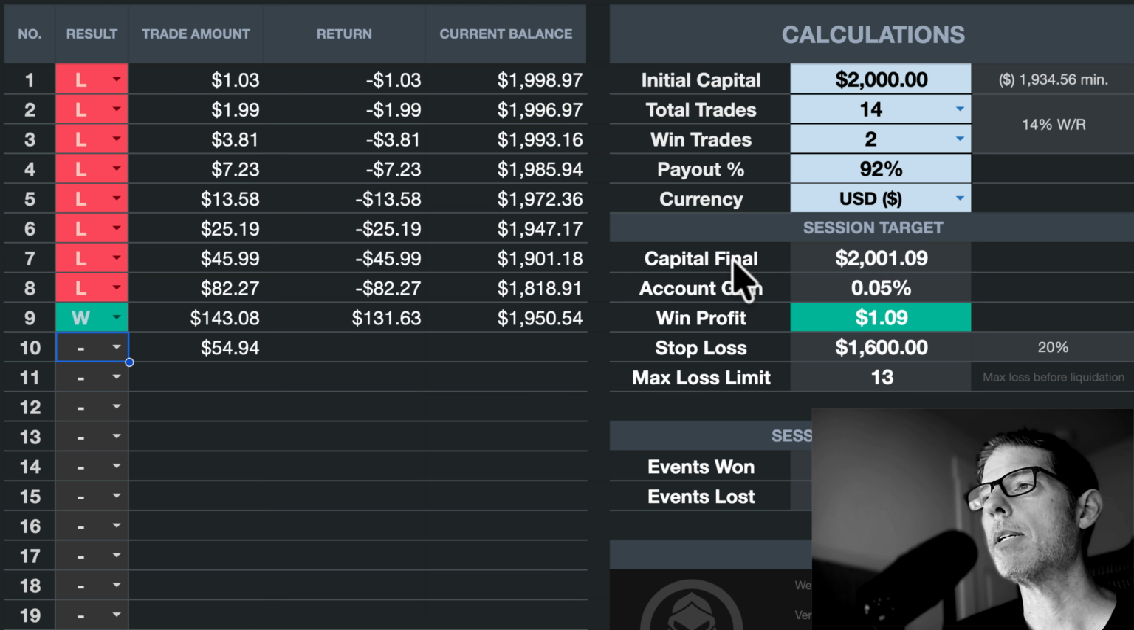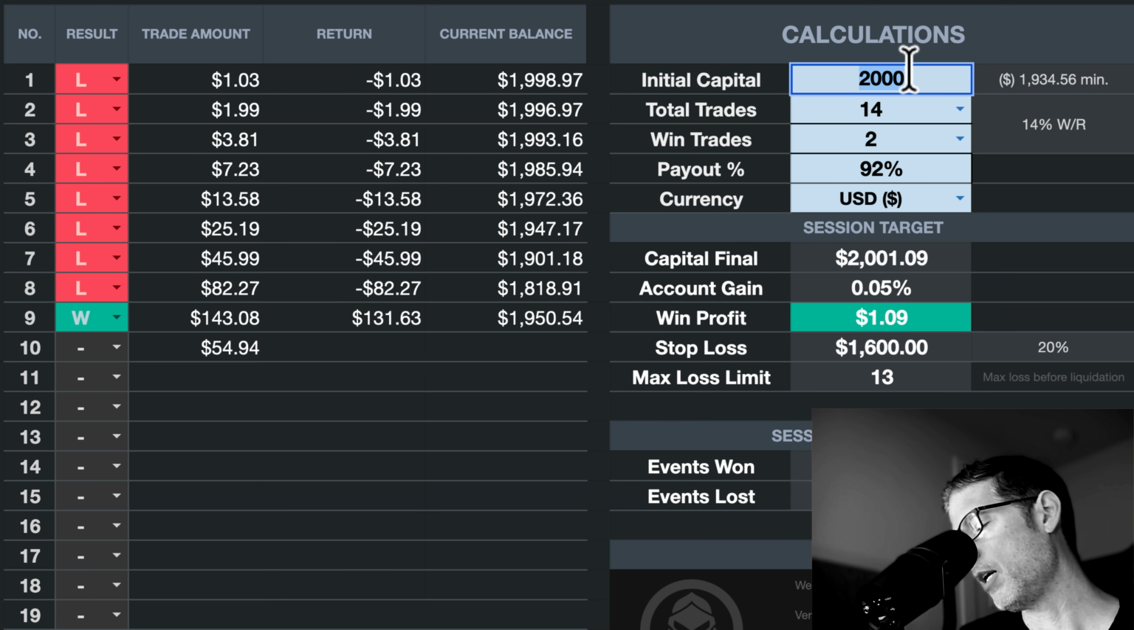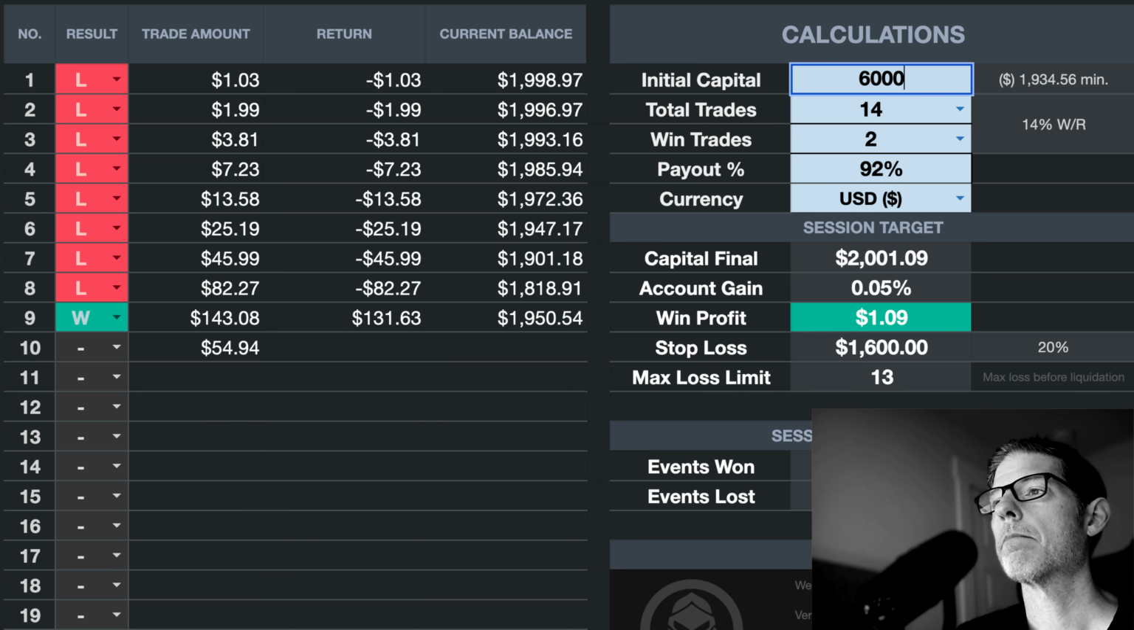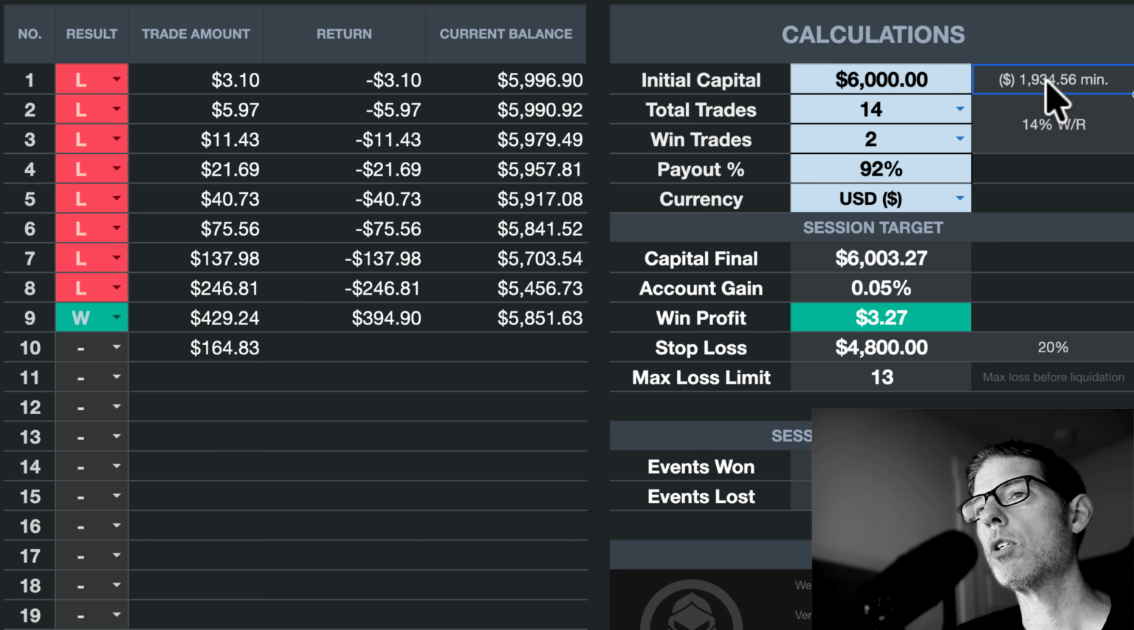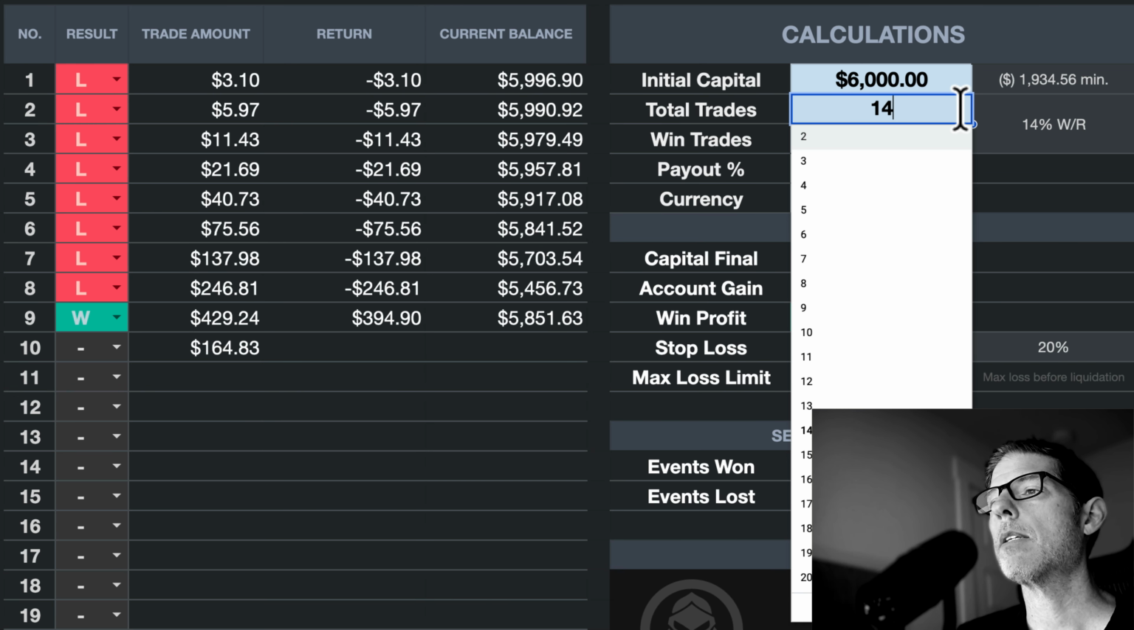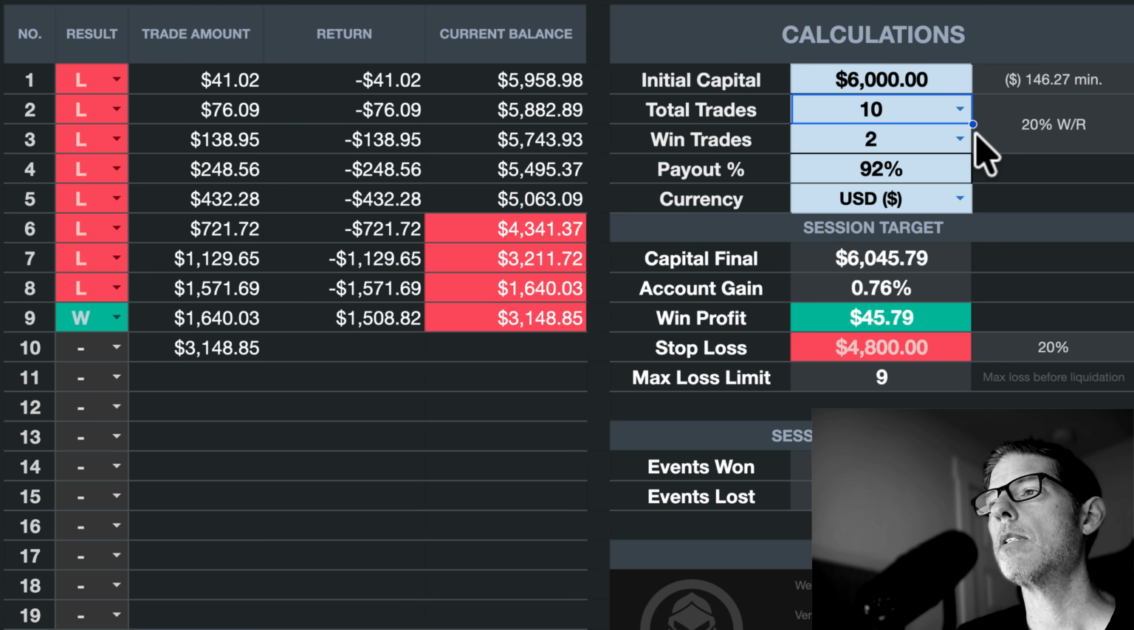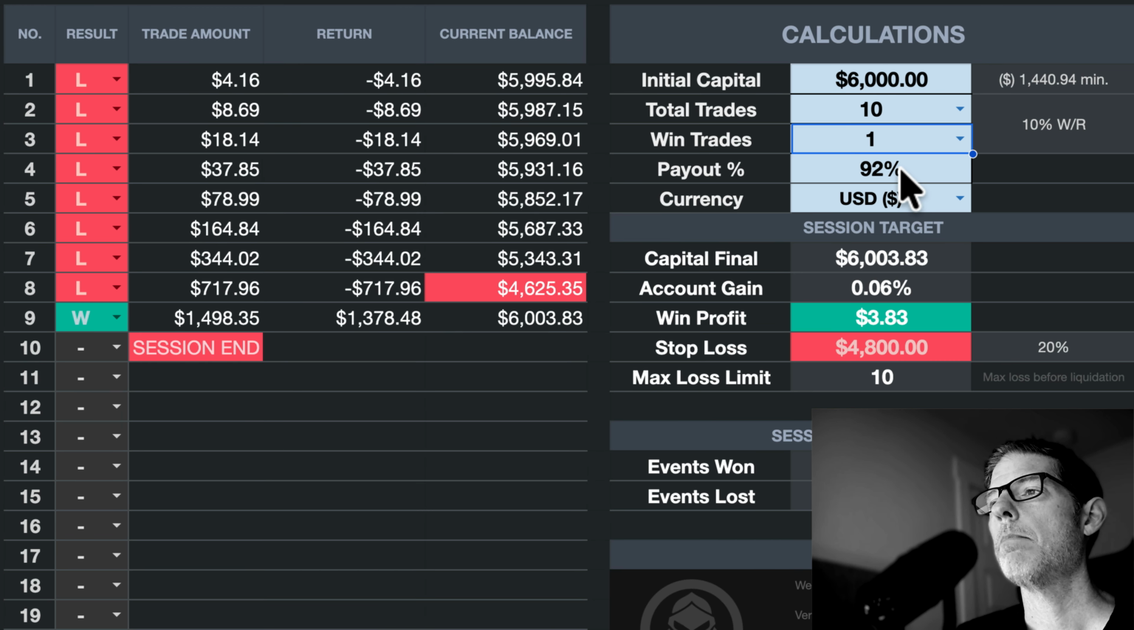Now let's have some fun here. Let's take this number here. Let's just say, I don't know, $6,000. Okay. And watch everything change here. But not much. The account gain stays the same. But let's take this total trades 10, make this 1. You've got to have a 10% win rate in order to complete this session, the account gains are going to be 0.06.